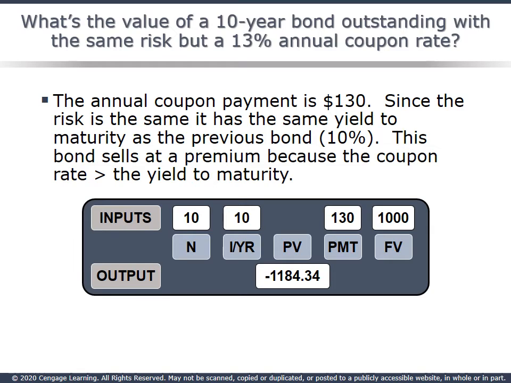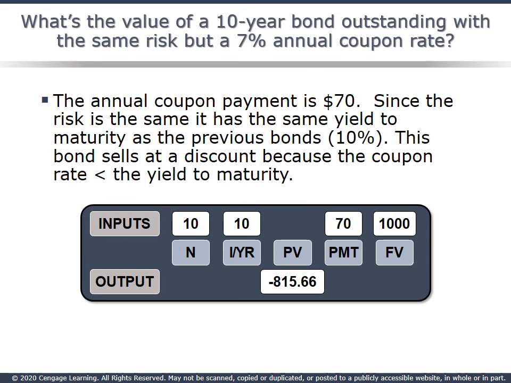Wow, that's an extra 3 points of coupon payments, extra 3 points of interest. Of course, something that offers these extra benefits has got to sell at a premium price, a price above par. And in this case, our hunch was correct. The answer is $1,184.34.